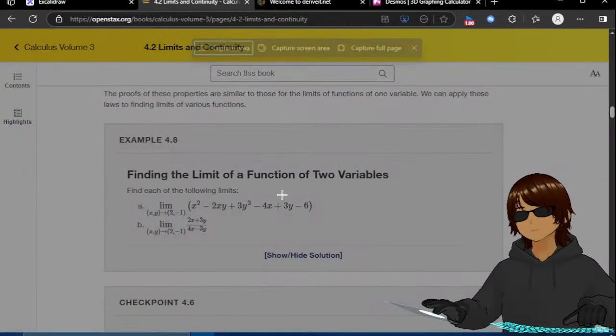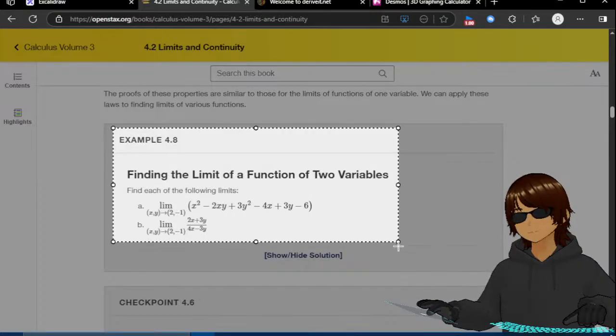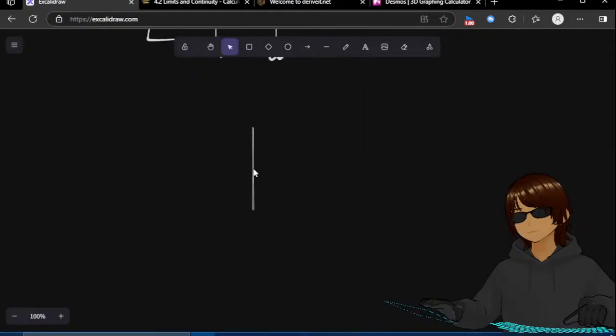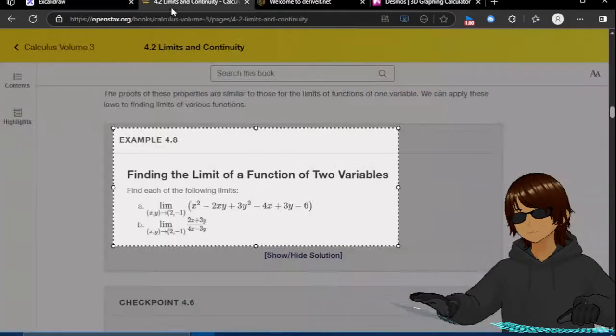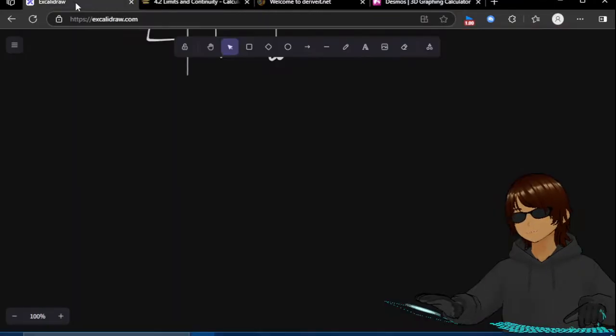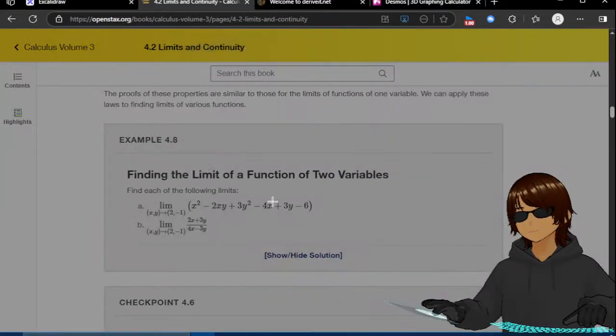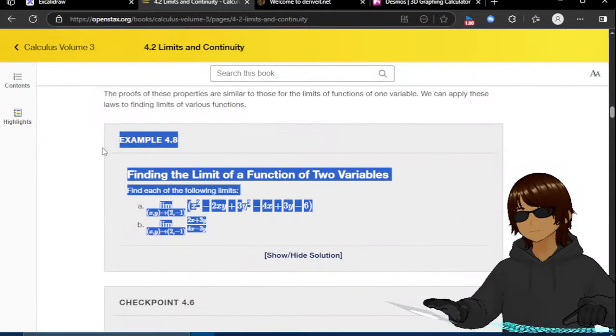Okay, let's see. Did not copy properly. Don't know why this one gets slow sometimes. See.